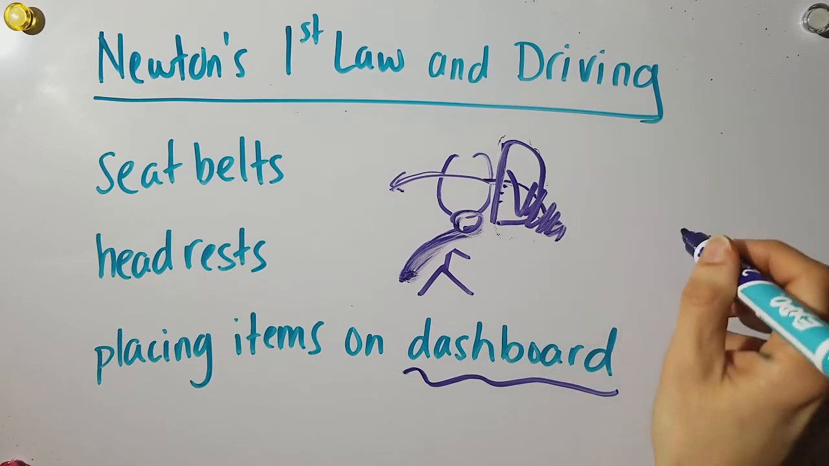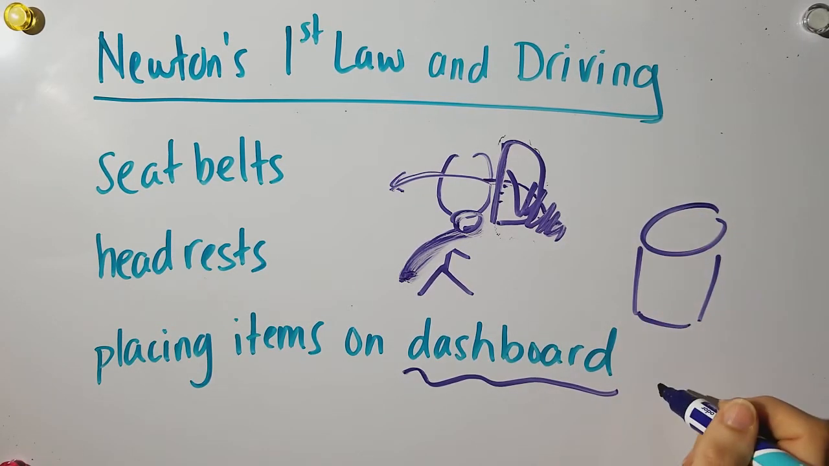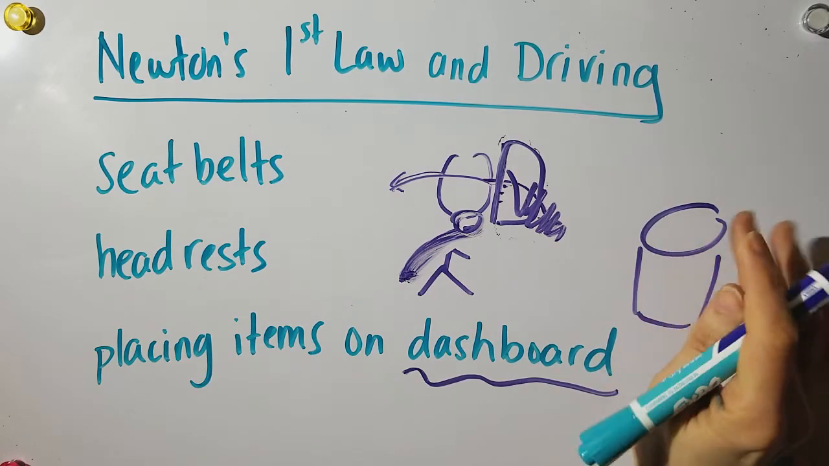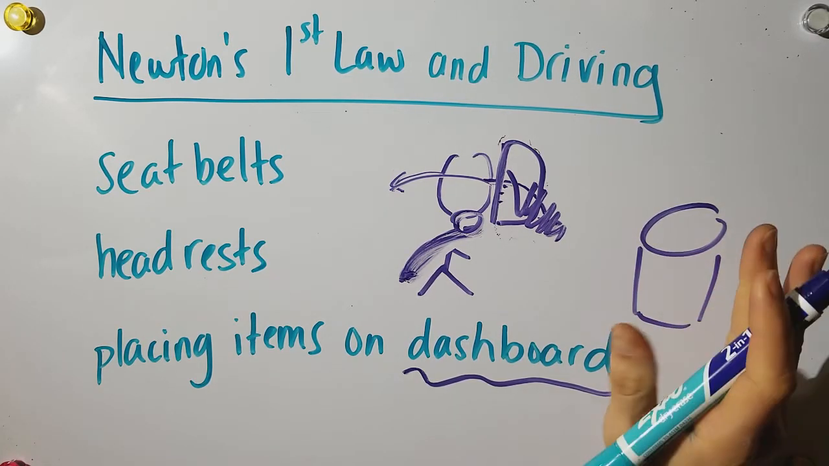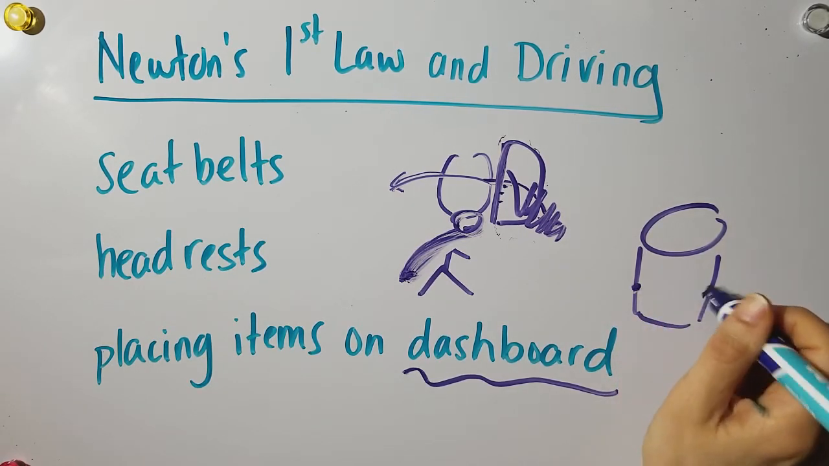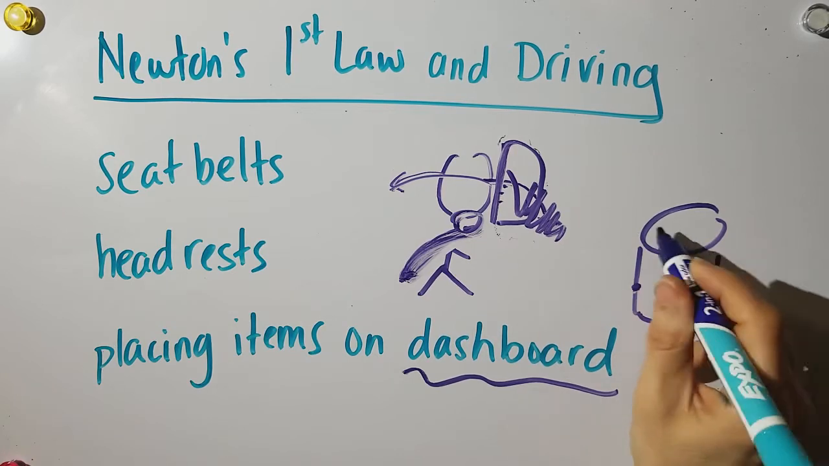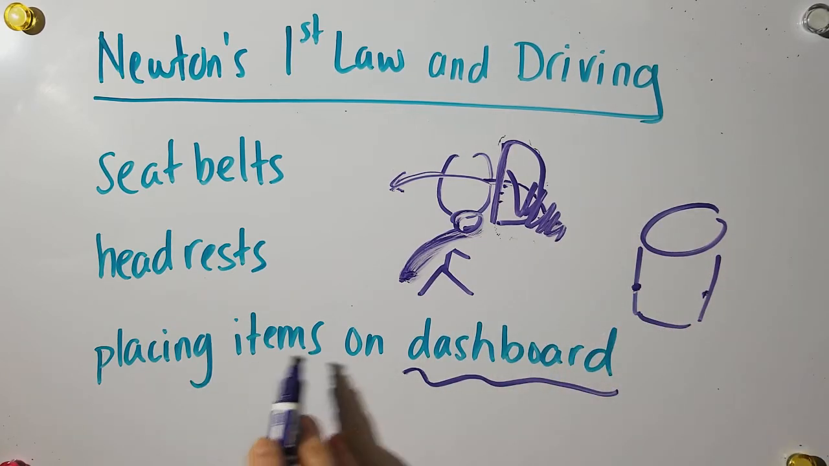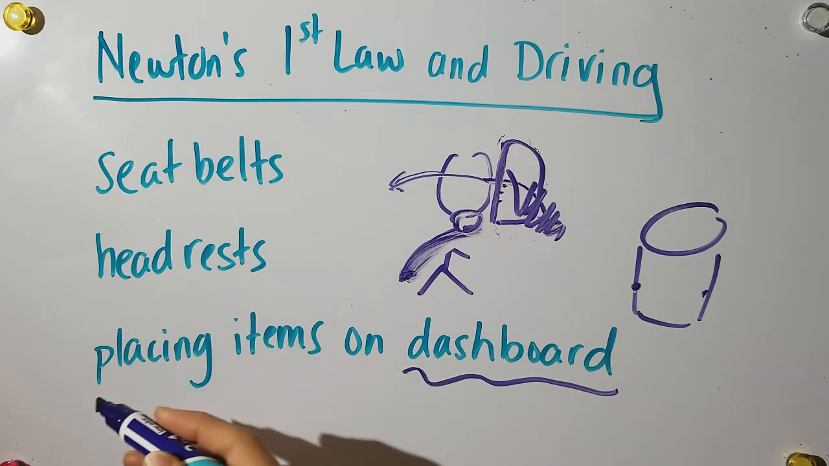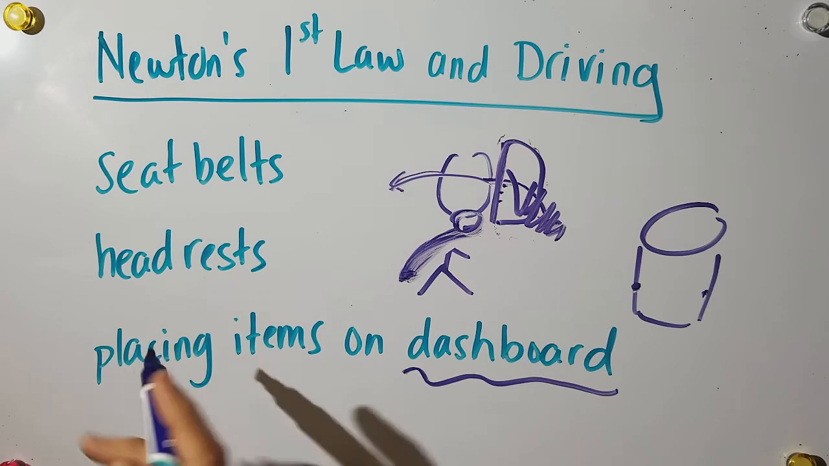Placing items on the dashboard, okay? Or we could even think of a cup in your cup holder. If you don't have a lid on, that liquid sloshes around. There's no force being applied to it. It is applied on the sides, but liquid is free to move. So just like items on your dashboard, I want you to think about what happens to those items on your dashboard when you stop, okay? They are going to continue forward in their state of motion.